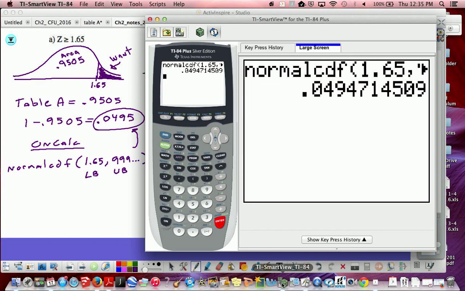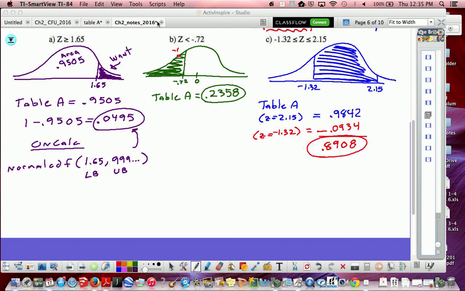Again, that's why, if you're going to use the calculator, you have to make sure you're putting in the correct values. It's not negative, it's above the mean. That's why it's positive. And it's on the left side, so it must go first. The right side goes to infinity. So now, if I do the second one here, you just do negative 999 for the lower. You got it. So for this one, normal CDF, the lower bound is negative infinity.